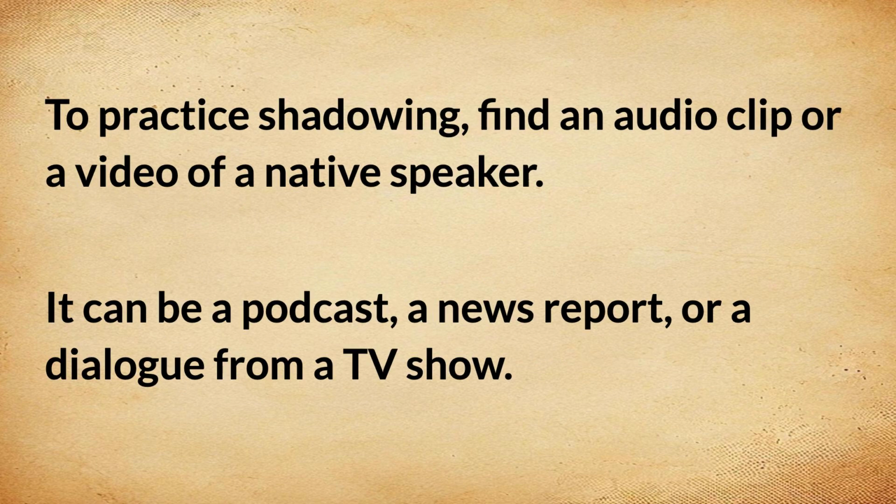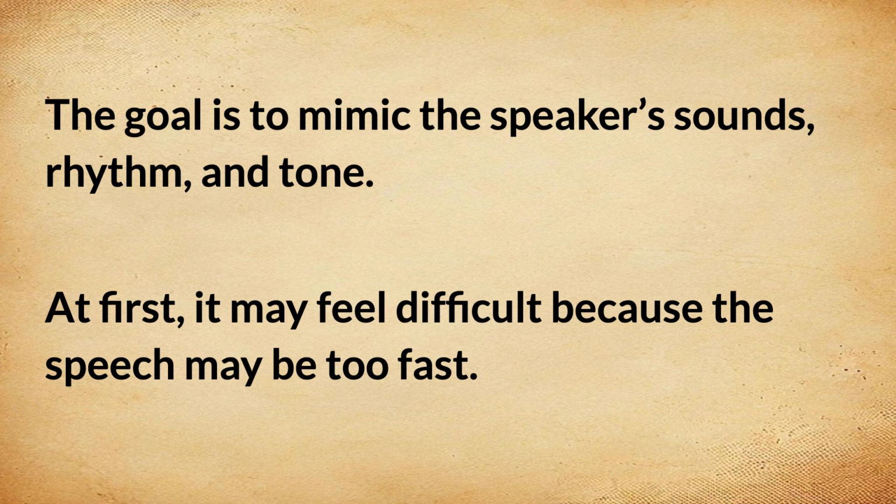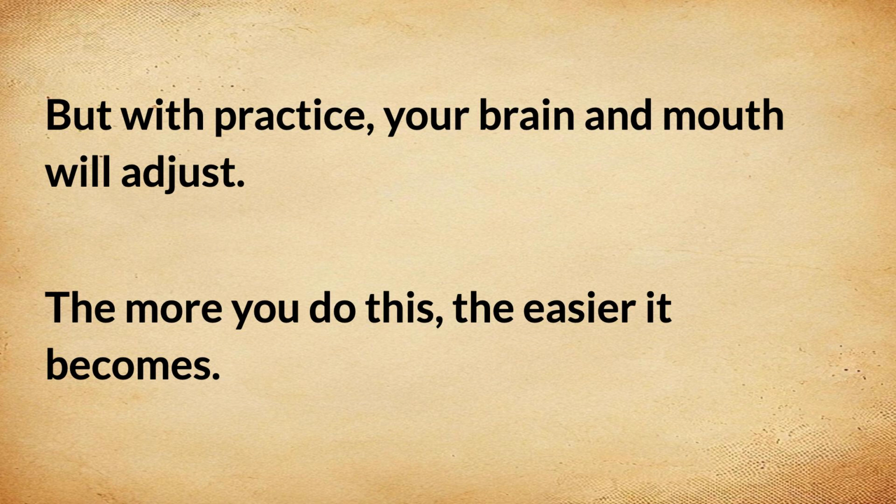To practice shadowing, find an audio clip or a video of a native speaker. It can be a podcast, a news report, or a dialogue from a TV show. Play the audio and try to repeat the words as soon as you hear them. Do not worry about understanding every single word at first. The goal is to mimic the speaker's sounds, rhythm, and tone. At first, it may feel difficult, because the speech may be too fast. But with practice, your brain and mouth will adjust. The more you do this, the easier it becomes.